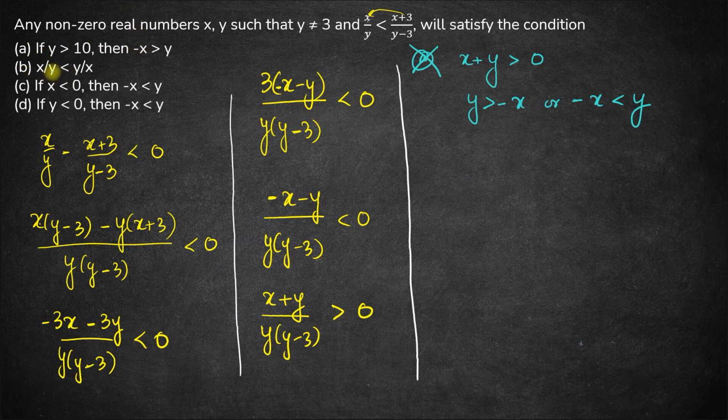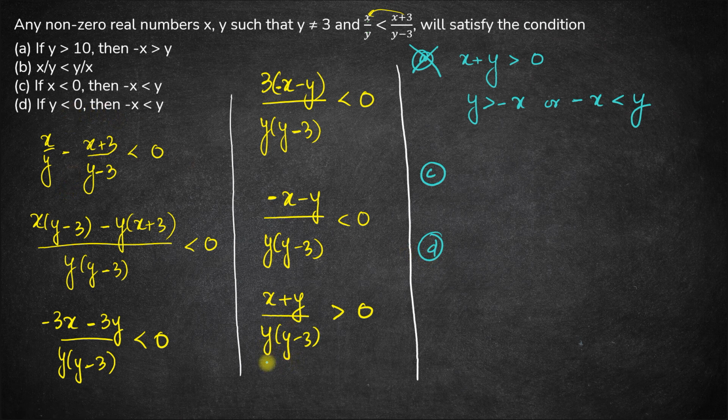Option B is slightly difficult to check, so we'll come back to this option later. Let's check option C. x is less than 0. Again, since x is less than 0, it will be slightly difficult to check, because we won't be able to figure out whether the numerator is positive or not just by looking at the value of x less than 0. So we'll come back to option C also. Let's check option D first. y is less than 0.